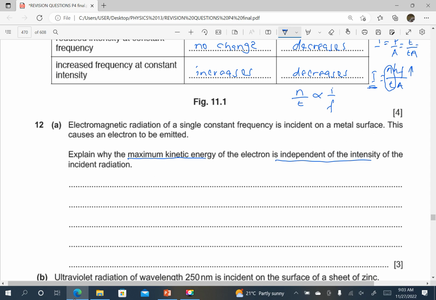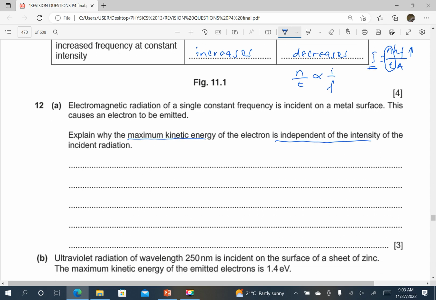Of course, remember, intensity determines the number of photons per unit time, but it does not determine the energy of a photon. It just determines the number of photons incident on the surface per unit time. It does not determine the energy of the photon. Remember, maximum kinetic energy depends on frequency, which depends on the energy of the photon. So the kinetic energy of the electron depends on the energy of the photon rather than the intensity. So since there are 3 marks, we can give more details.